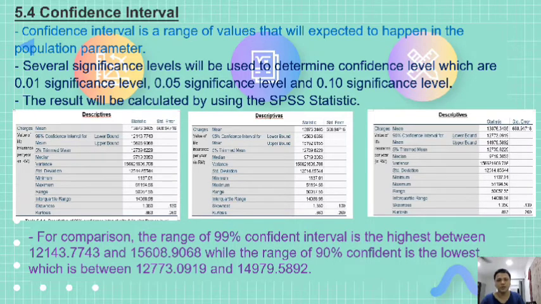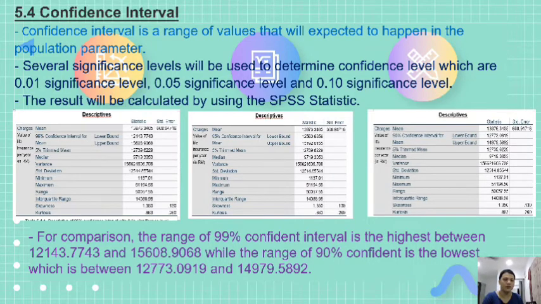These are 3 pictures showing the confidence interval with different significance levels. For comparison, the standard error, mean, median, variance, standard deviation, minimum, maximum, range, interquartile range, skewness, and kurtosis are the same among the three tables with different significance levels. However, the lower bound and upper bound for the confidence interval are different.